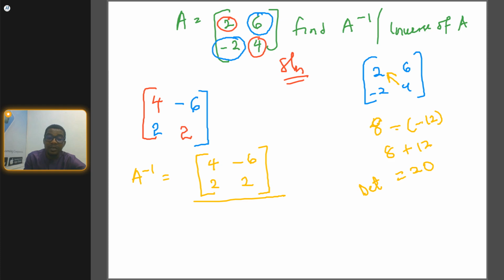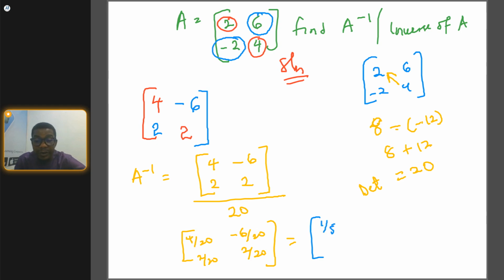Determinant is 20. So we'll be having 4 over 20 inside the matrix, minus 6 over 20, we'll be having 2 over 20 and also 2 over 20. So if you can reduce this, you can go ahead to reduce it. 4 over 20 is the same thing as 1 over 5. That is 4 divided by 4 is 1, and 20 divided by 4 is 5.